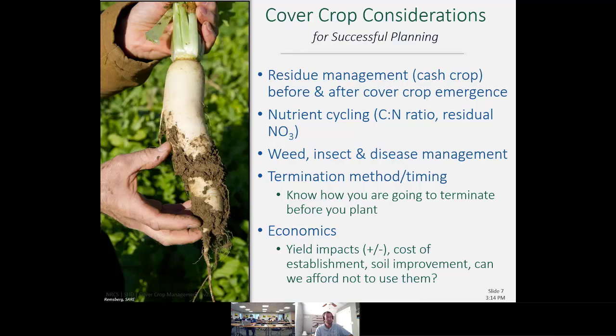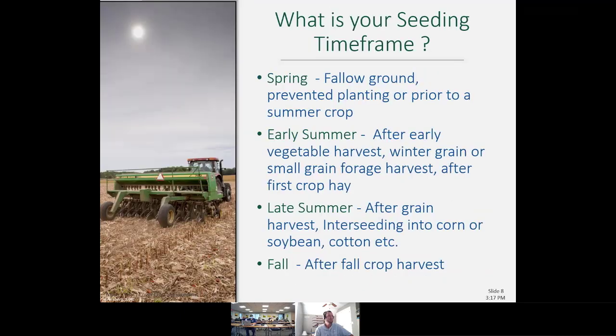And lastly, we're going to end a little bit on some impacts of economics. And when we're looking at different seeding methods, we actually have some economics that are tied to the cost of doing those operations per acre. So what is our seeding time frame? And again, just depending on where you are, what type of cropping systems you may encounter with those producers, you may have a multitude of opportunities to plant cover crops in a calendar year.